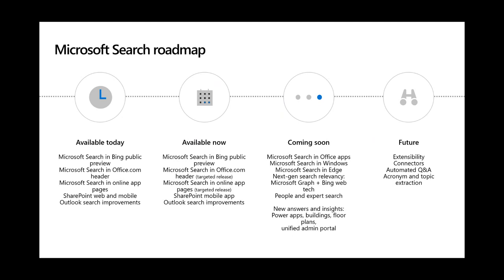Coming soon, we will have search in the Office apps, in Windows, in Edge. We'll also have next generation search relevancy, leveraging Graph and Bing web technologies, people and expert search, answers, insights, Power Apps, buildings, floor plans, and a more unified admin portal.